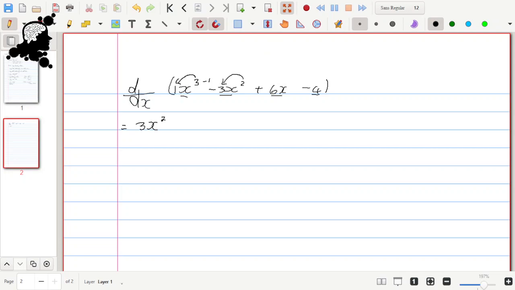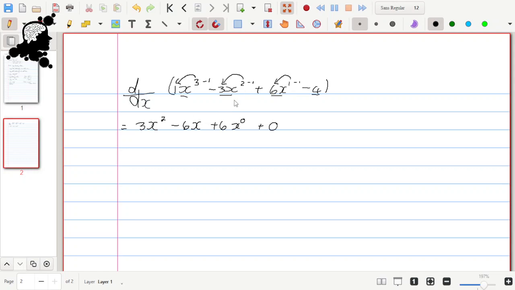Wonderful. We go to negative 3x squared. Multiply the exponent by the coefficient. 2 times negative 3 is going to give us negative 6x. Subtract 1 from the exponent. We move on to the positive 6x. Our exponent is 1 here. 1 times 6 is just going to give us 6x. Subtract 1 from the exponent, this is x to the power 0. We move on to negative 4. Negative 4 is a constant. We said the derivative of a constant will always be 0.